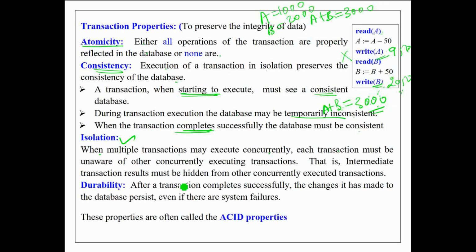Next property is durability. This property ensures that after the successful completion of the transaction, the changes it has made to the database persist forever, even if there are system failures. So, these properties, atomicity, consistency, isolation and durability, are often called the ACID properties, which always need to be maintained in any transaction to preserve the integrity of the data updated by a transaction.